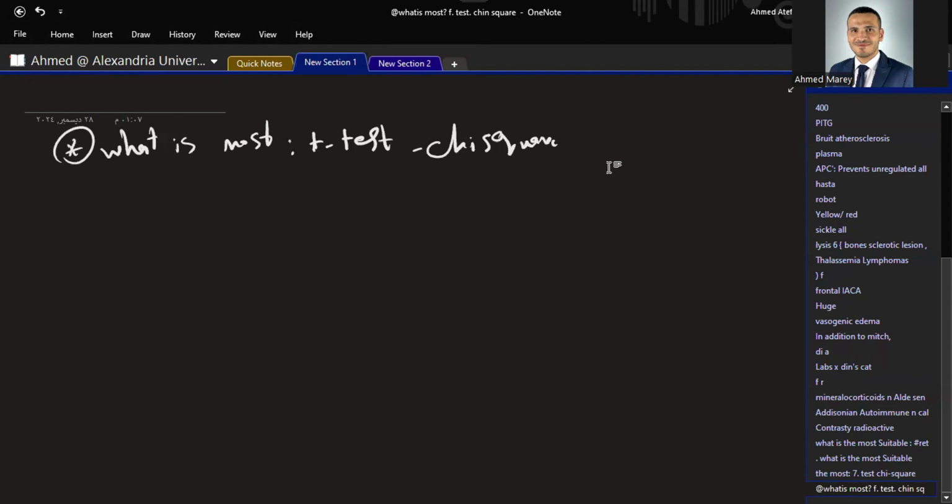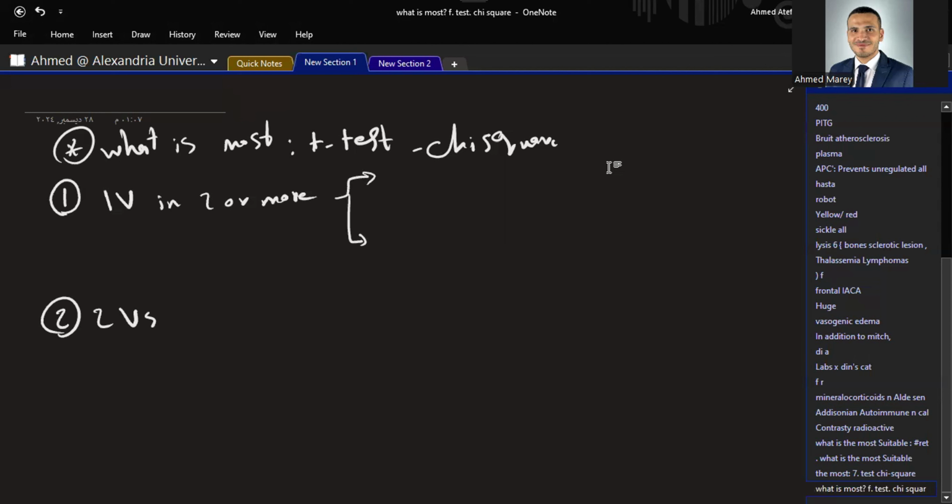Okay. And in order to be able to answer this question, first, we have two possibilities. You can either have one variable in the question being compared in two or more groups, or you might have more than one variable, meaning two variables, okay? So if you have one variable being compared in two or more groups, then you have two possibilities. This variable can be continuous or it can be categorical. And first, we need to differentiate between what is a continuous variable and what is a categorical variable.